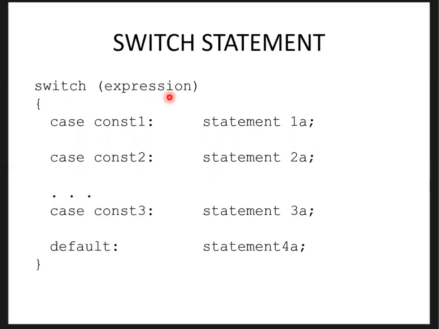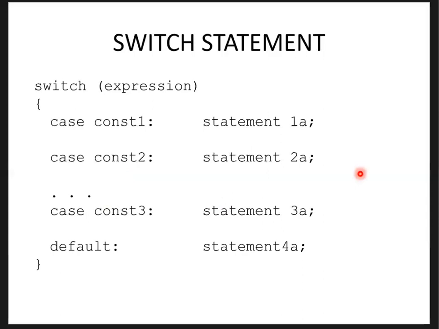It says here that if the expression is equal to constant 1, then it will perform statement 1, statement 2, statement 3, and statement 4. But if the expression is not equal to any of the constants here, it will just perform the default, which is statement 4. If the expression is equal to constant 3, then it will just perform statement 3 and statement 4. Okay, so that's how the switch statement works.